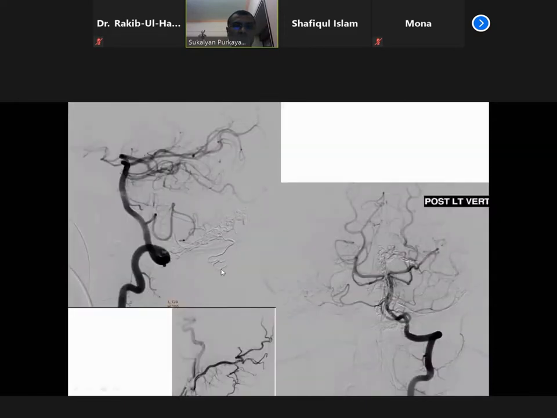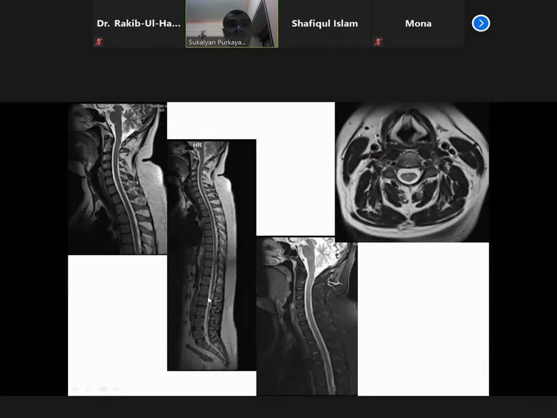Now this is the onyx cast. Some of the occipital artery is filled here, which is okay. This is the AP and lateral view, this is the angiogram, and this is the follow-up angiogram. You hardly see any flow voids, and the signal abnormality in the cord has completely gone, and the patient also improved quite significantly.